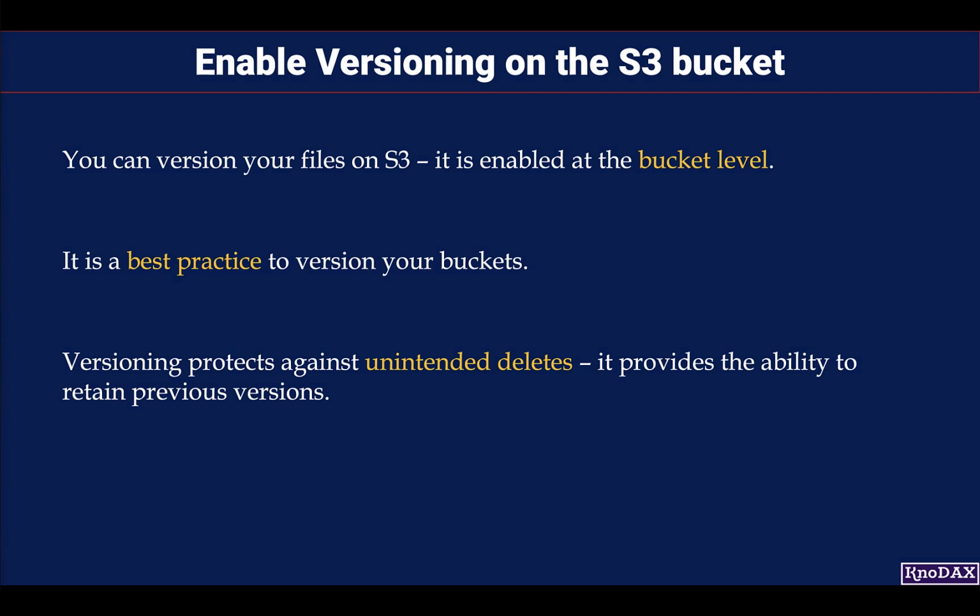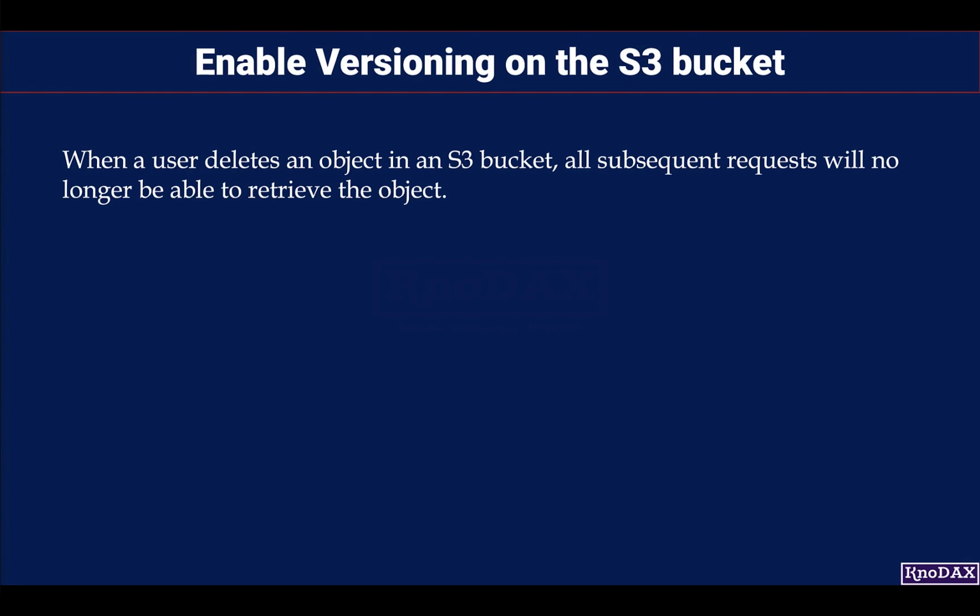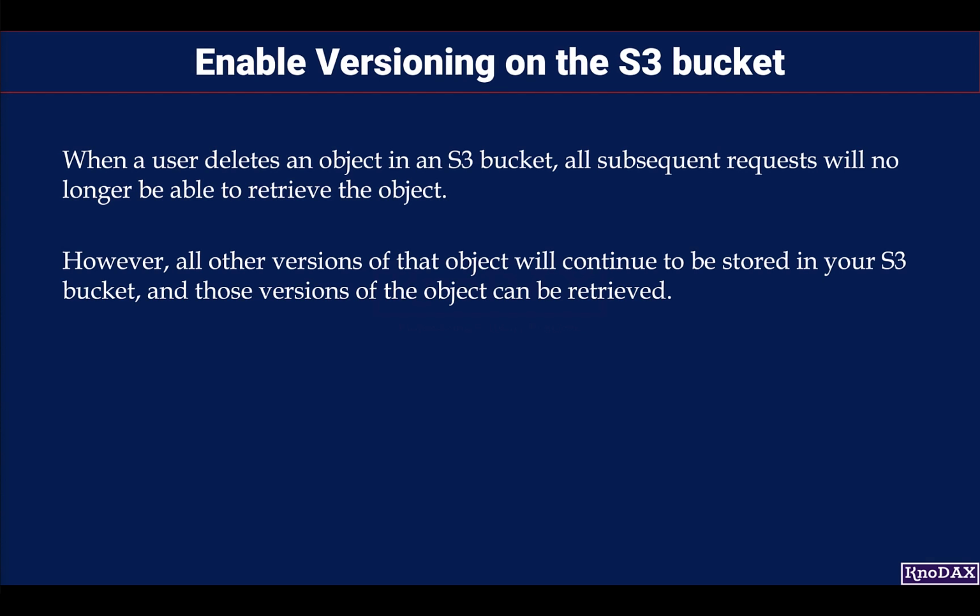It provides the ability to retain previous versions. It provides the ability to roll back to a previous version easily. When versioning is enabled and a user deletes an object in an S3 bucket, all subsequent requests will no longer be able to retrieve the object. However, all other versions of that object will continue to be stored in your S3 bucket, and those versions of the object can be retrieved.